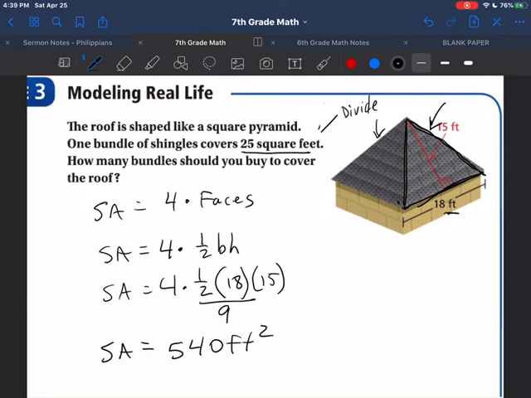However, we need to figure out how many bundles, right? That's the question. So 540 divided by the 25 equals 21.6, but you can't buy 0.6 from the store, so we're going to buy 22 bundles. All right, very good.